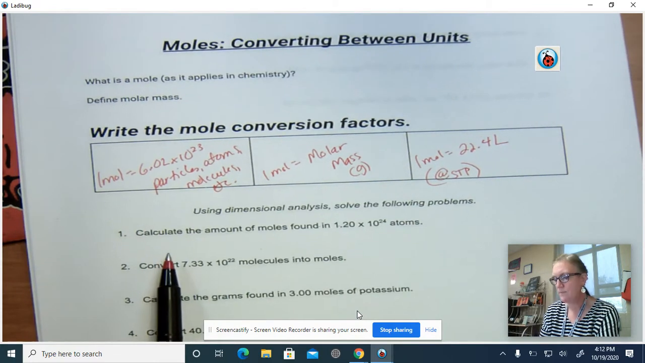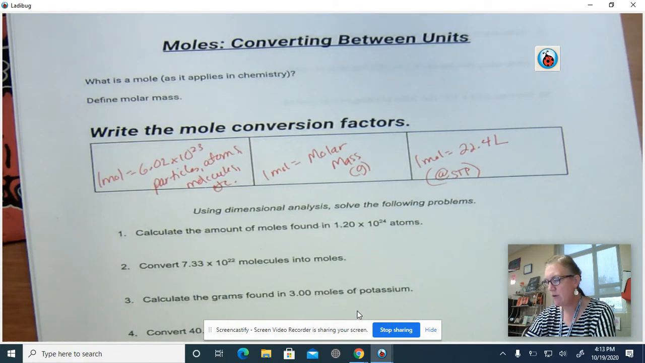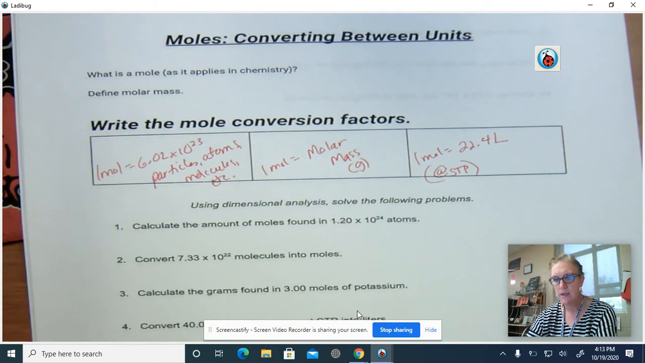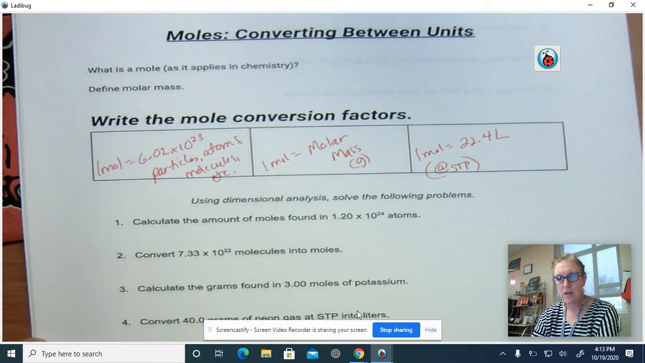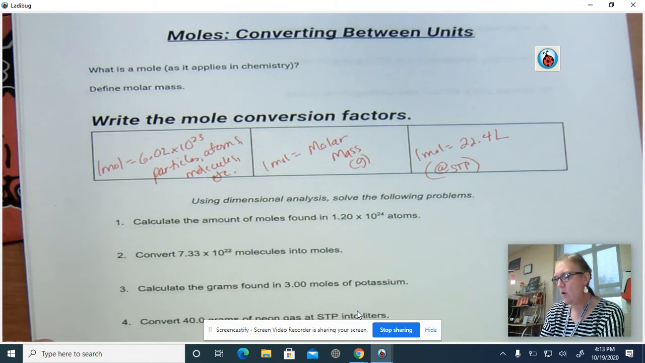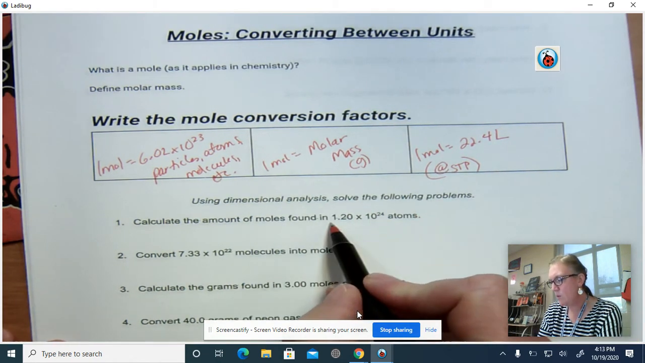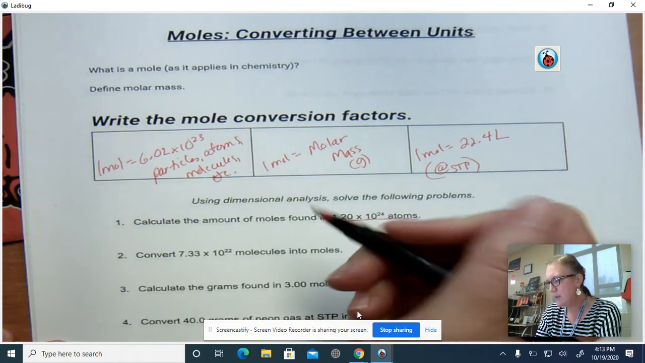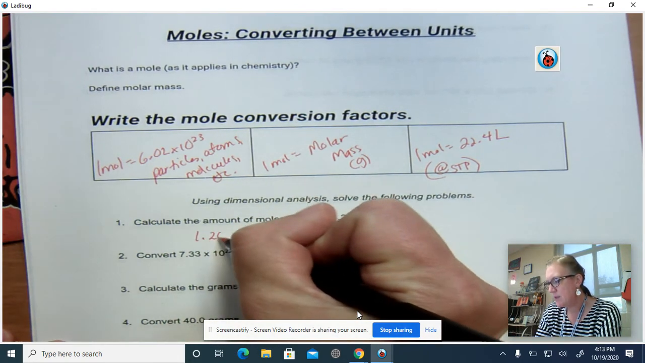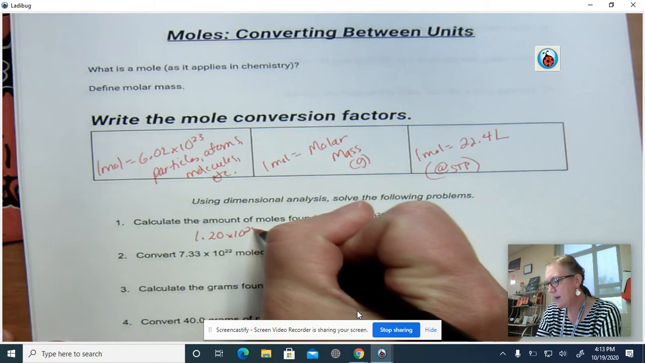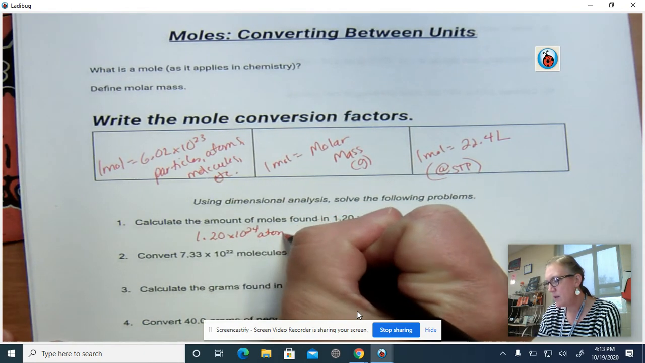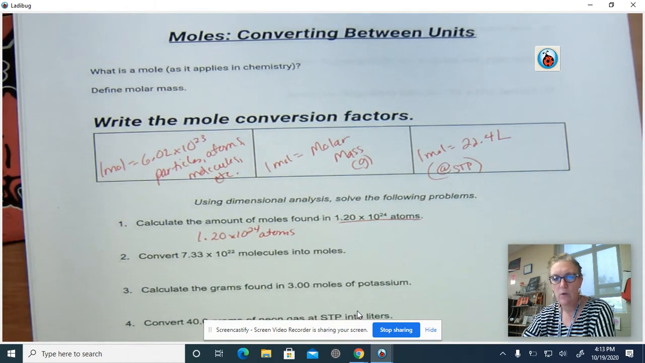We're going to work through number one. It says, calculate the amount of moles found at 1.20 times 10 to the 24th atoms. Okay, you need to ask yourself, what's my known? What do I know about this problem? Well, they tell you that you have 1.20 times 10 to the 24th atoms, and they want to know how many moles would that be? How much of a mole is that?